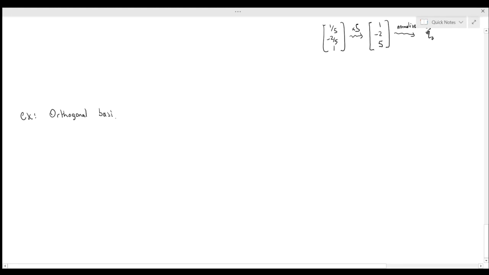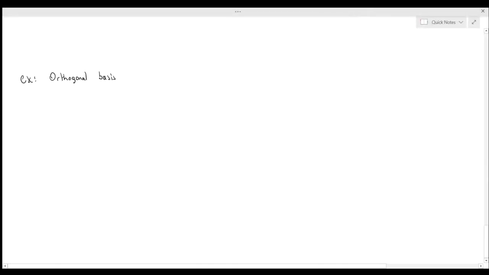So I'll do another example now, but this time finding an orthogonal basis for this span of the vectors: (1, 0, -1, 0), (4, 1, 0, 1), then (1, -4, 5, 2).